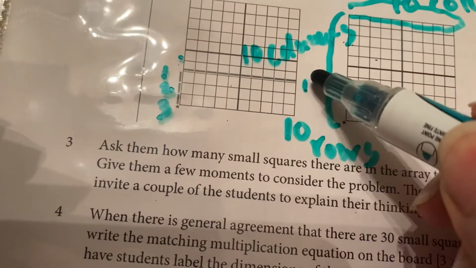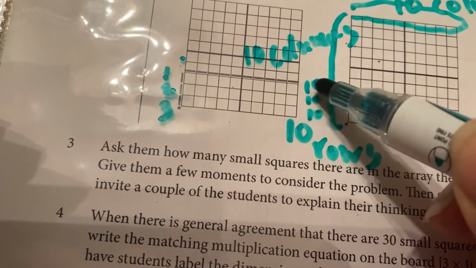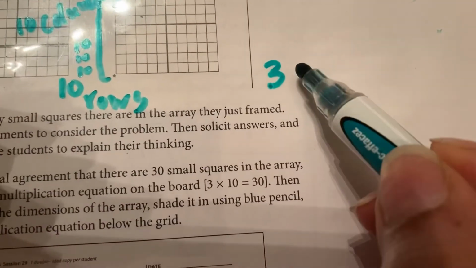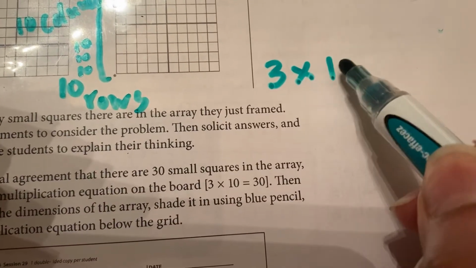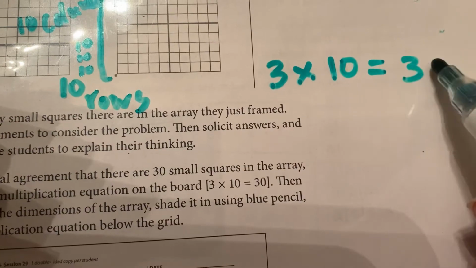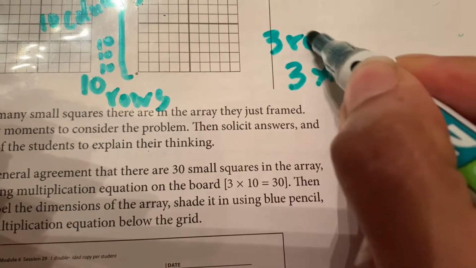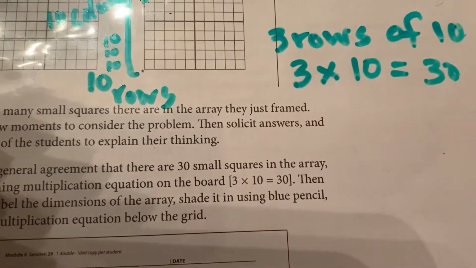Either we can count our columns, 10 plus 10 plus 10 is 30, or we can write it in our math equation, 3 rows multiplied by 10, and we know it is 30, or we can write 3 rows of 10.